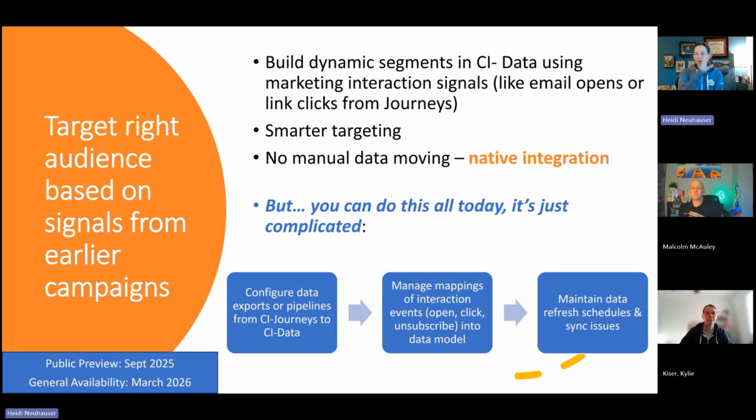So I put on the bottom the workflow of how you do it today. You can do this today, and it's something most people are doing. But instead of configuring all your exports and pipelines and managing all of that, mapping all of the different data points to the different areas, and then maintaining your data refresh and troubleshooting issues, which always pop up, now it's just a native integration. So simply, email opens, link clicks, and unsubscribes become different dynamic segments that you can use directly in data.